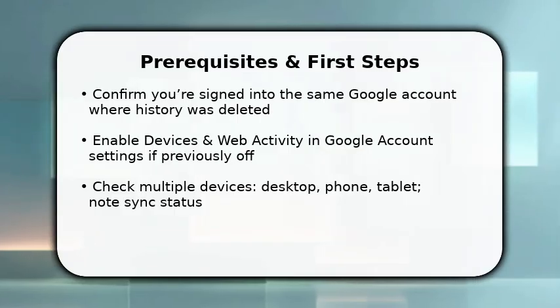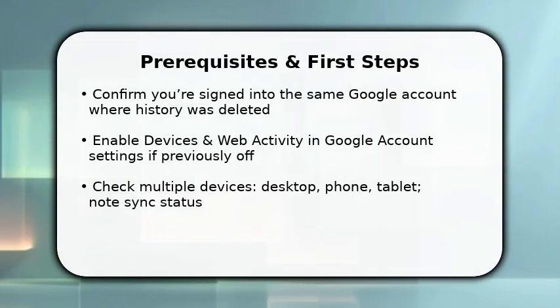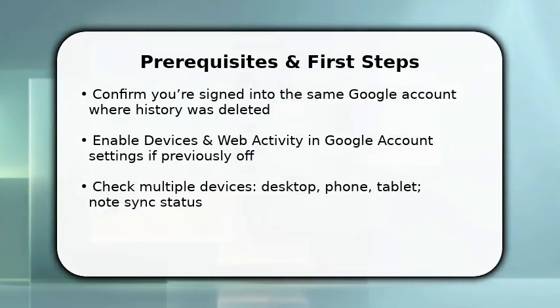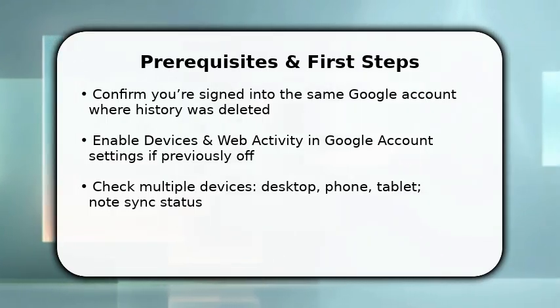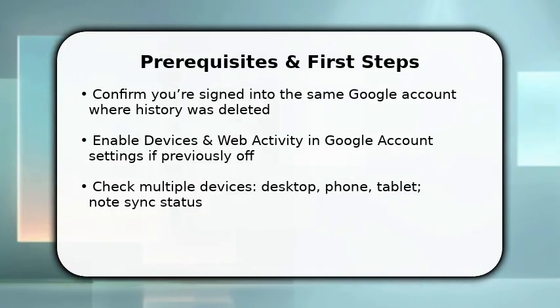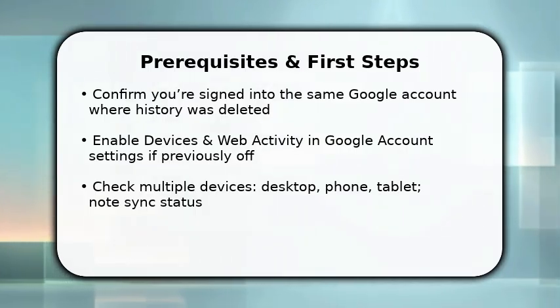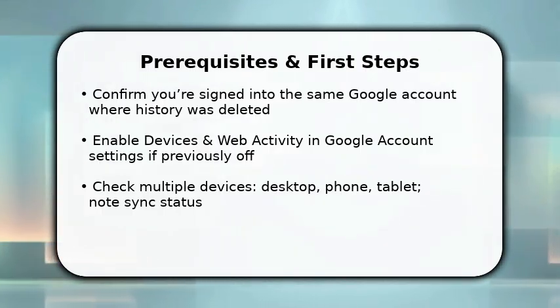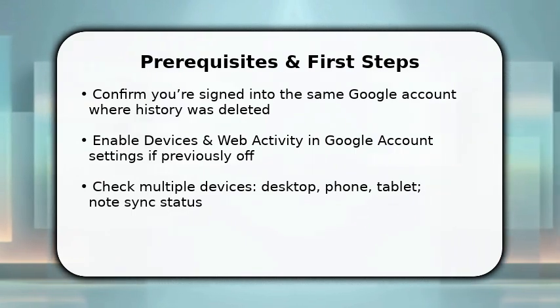You'll start by confirming the exact Google account you used. This matters because history is account scoped. Next, make sure web and app activity was enabled at the time you want to recover, since restoration depends on server-side logs. Once done, review device sync. If another device still holds local cache, you can recover entries there. Also prepare to use Google Takeout and account activity tools. These are the first actionable tools you'll access.